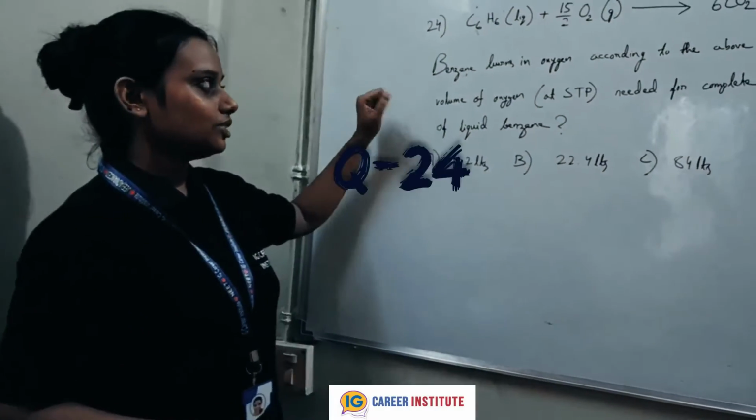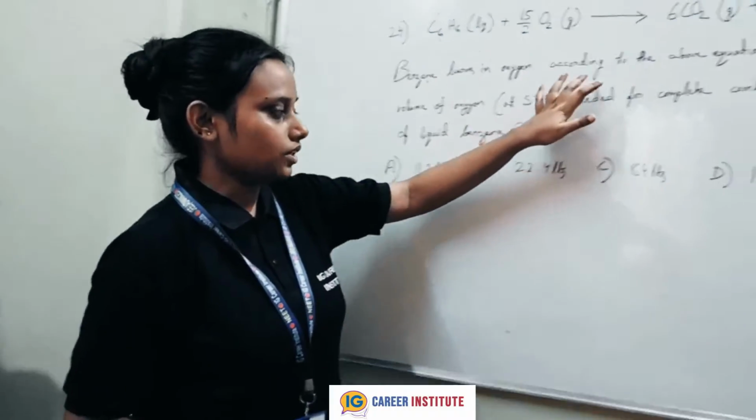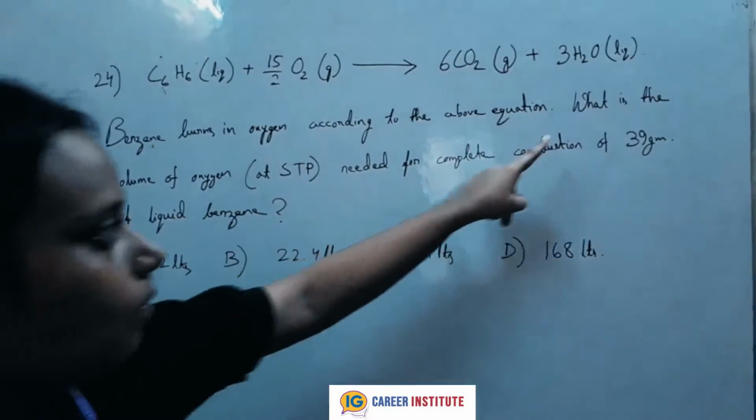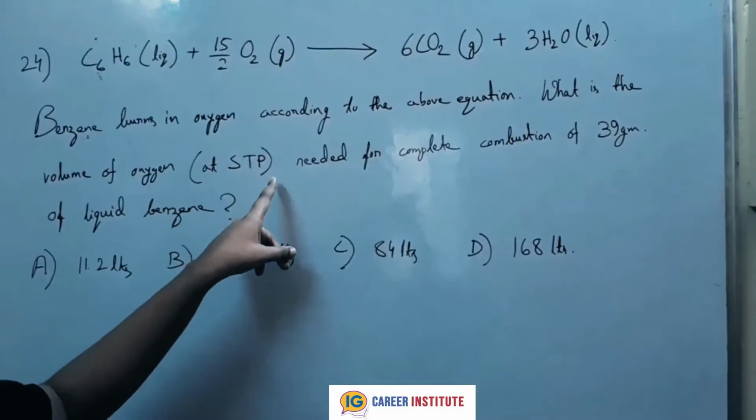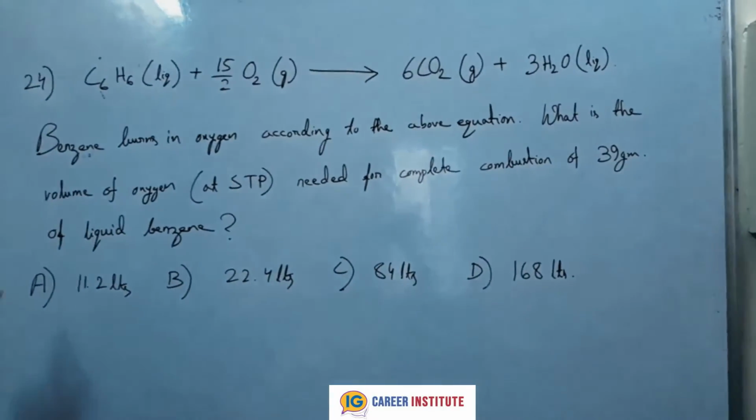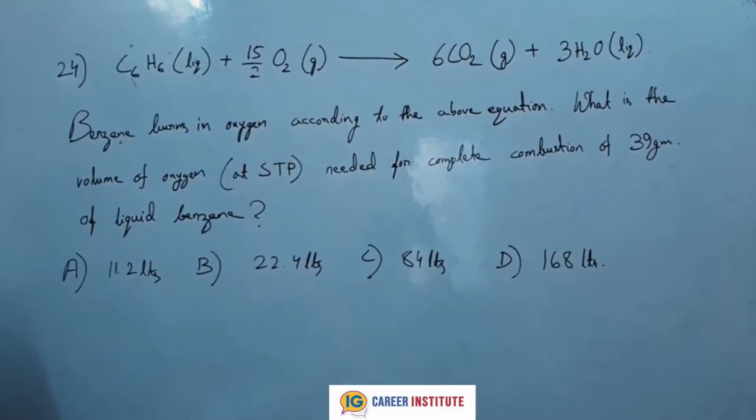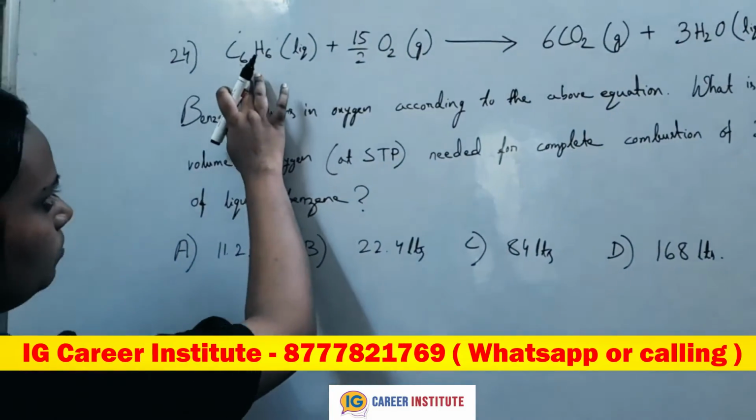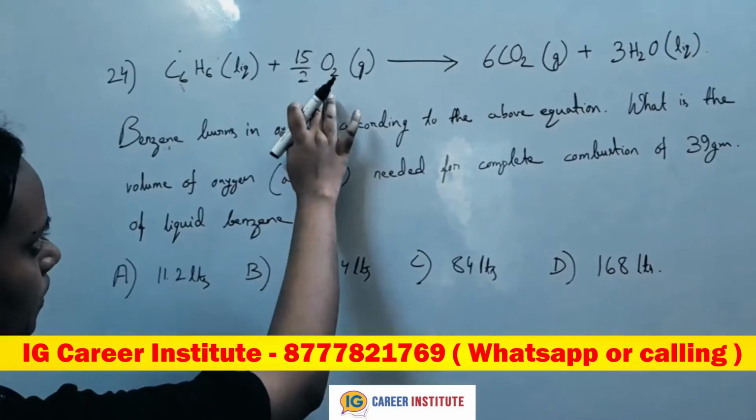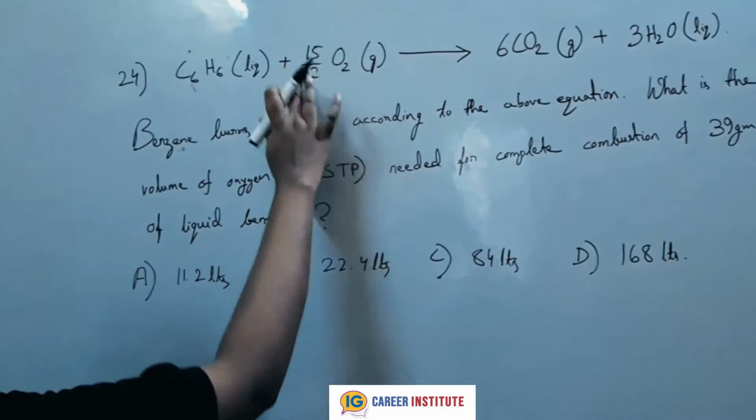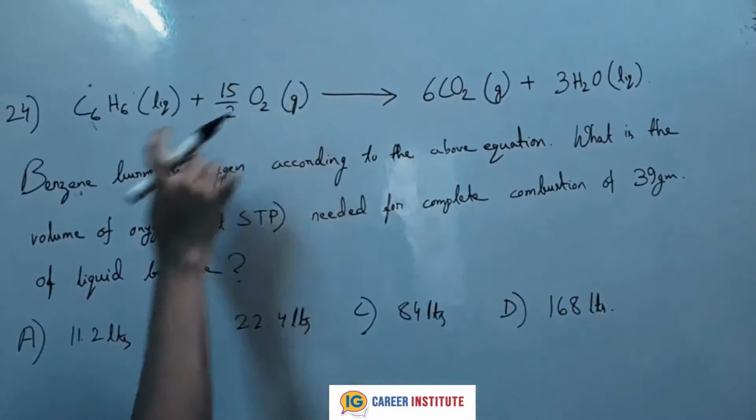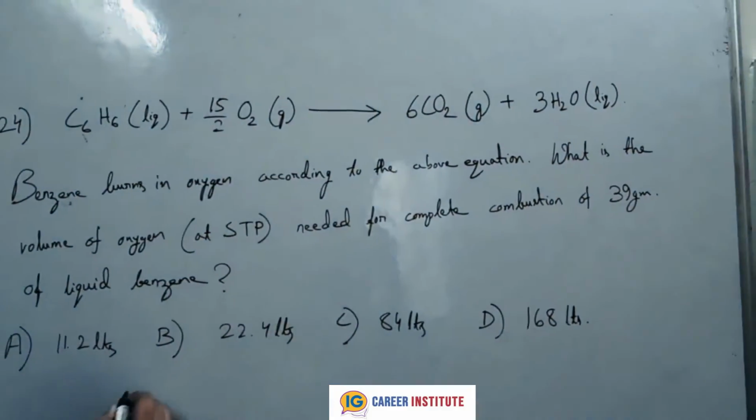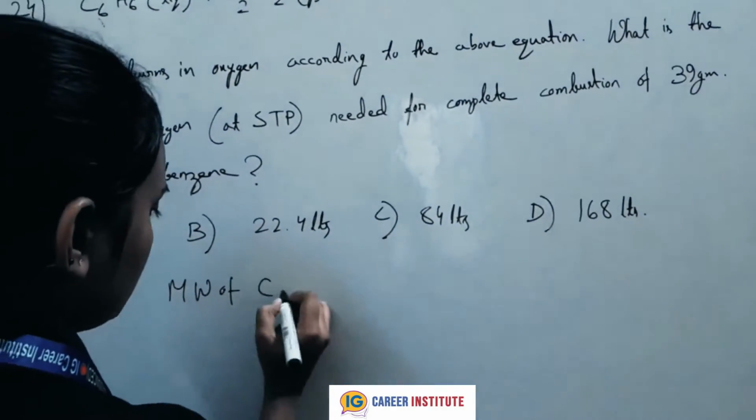So our 24th question is, benzene burns in oxygen according to the above equation. The equation given to us is completely balanced. What is the volume of oxygen at STP needed for complete combustion of 39 gram of liquid benzene? So, see, 1 mole of C6H6 is actually reacting with 15/2 molecules of oxygen, right? So, what is the molecular weight? First, we will find out in terms of molecular weight. What is the molecular weight of benzene?